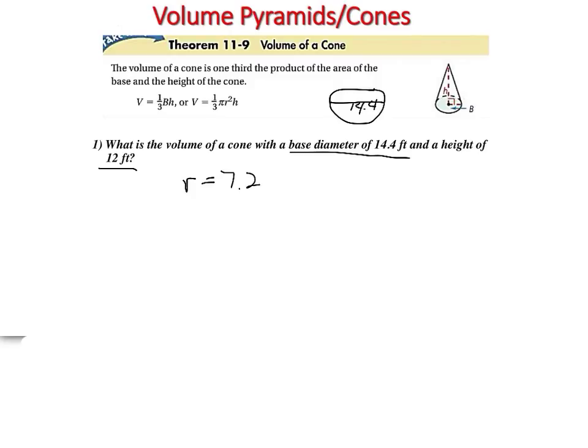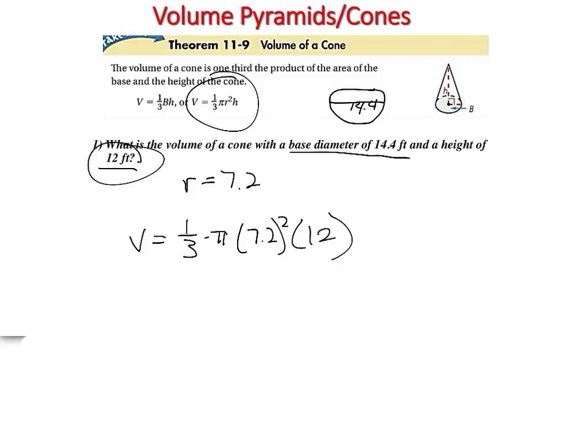Okay, so calculating the volume, it's going to be 1/3 multiplied by pi from this formula times the radius squared, so times 7.2 squared, multiplied by the height, which they tell us is 12. Okay, so putting that in the calculator, the volume is 651.4 cubic feet.